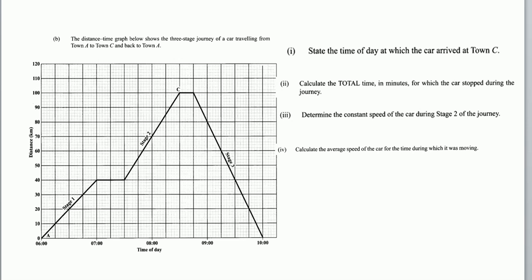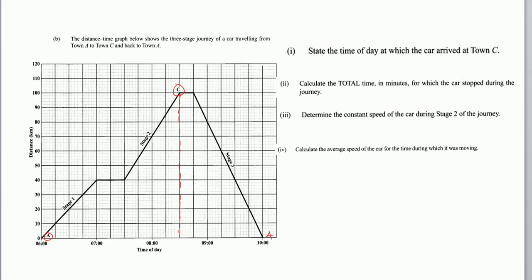They said the distance time graph shows the 3-stage journey of a car traveling from town A to C. So this is A here, and this is C. Town A to C and back to town A. Back to town A is represented by this point here. Now they said state the time of day at which the car arrived at town C. Remember this is a distance time graph, so all they're asking you to do is read off this value here.